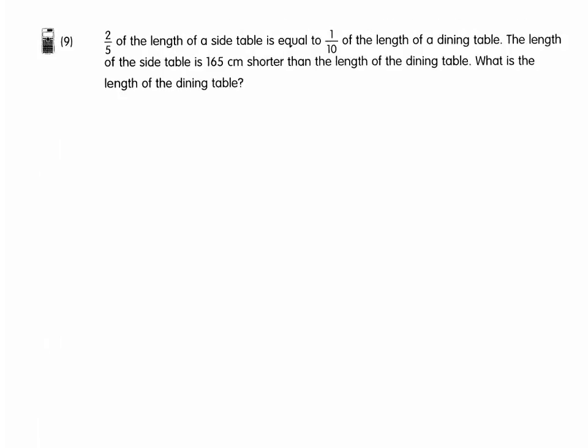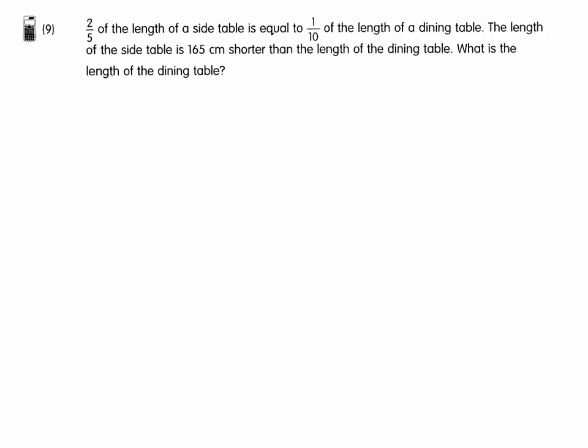Okay, let's look at the next question. Please pay attention first. 2/5 of the length of a side table is equal to 1/10 of the length of a dining table. So you have a side table and a dining table, and we know that they are equal, for 2/5 and for 1/10.